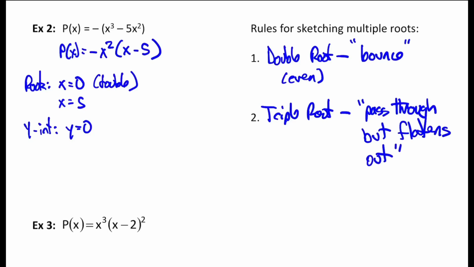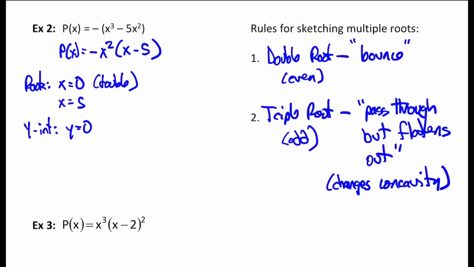Now, the official math term is it changes concavity. That's the way it's curved. You don't really have to worry about that now. When we get into calculus, we will worry about that. That applies for like if you had a 5th degree root.